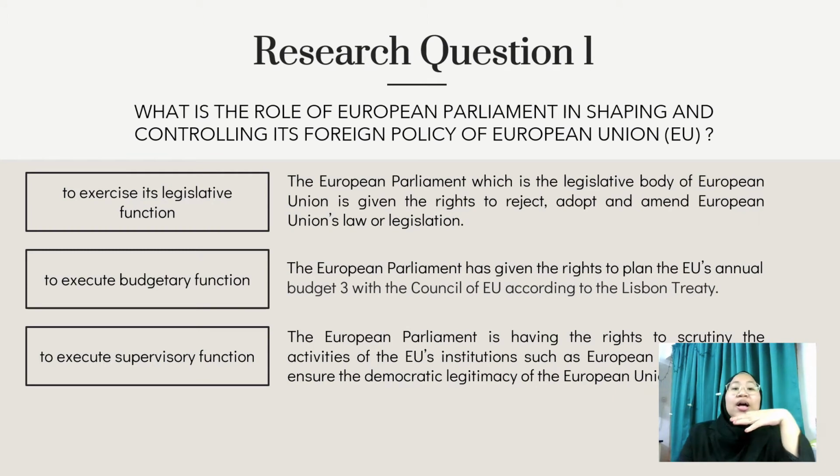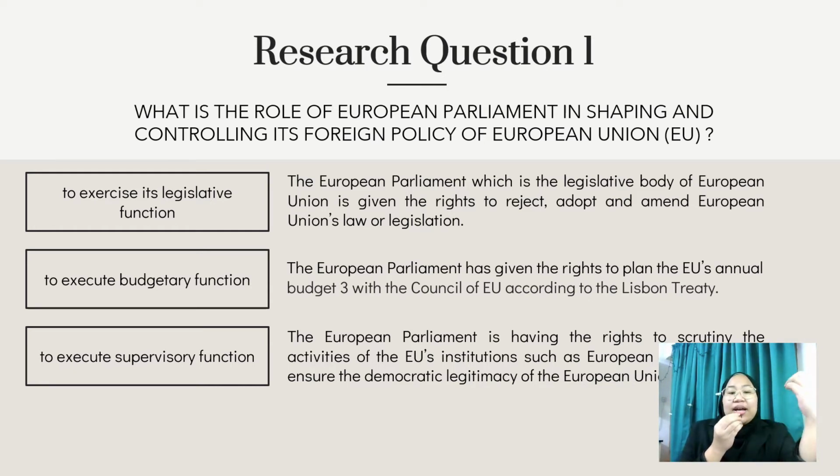Next slide is about research question 1. What is the role of the European Parliament in shaping and controlling the foreign policy of the European Union? The first one is to exercise its legislative function. What does that mean? The European Parliament, which is the legislative body of the European Union, is given the right to reject, adopt and amend European Union law or legislation.